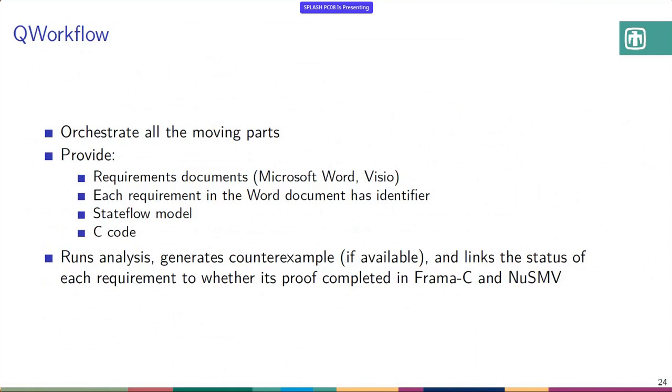So again, consider our situation. We have Microsoft Word files with requirements written in English, and we have some identifier. We have the Stateflow model, and we have the C code. Now, what we can do here is run the analysis and generate the counterexample, and then link both the status of the proof as well as the potential counterexample back into the requirements documents. So this is very helpful for this iterative workflow we have.